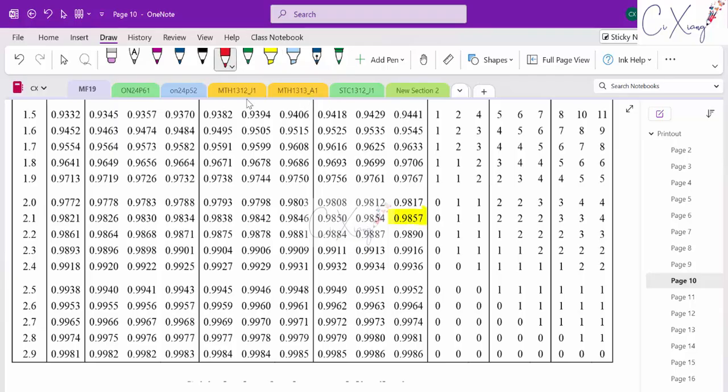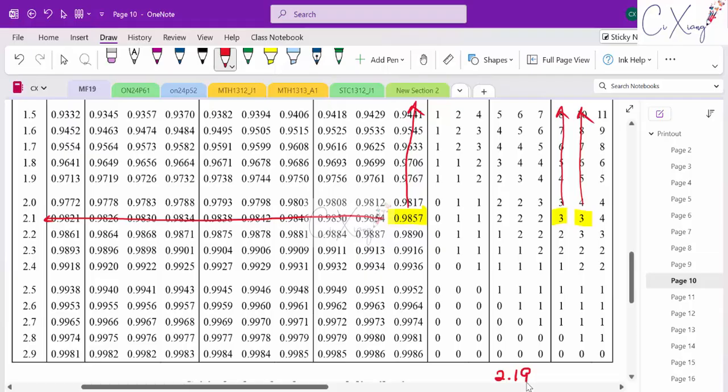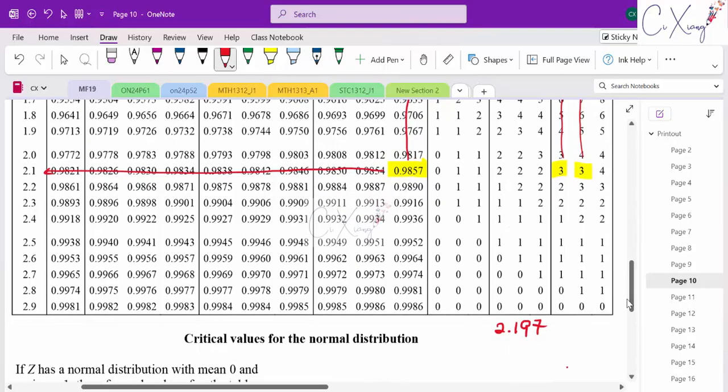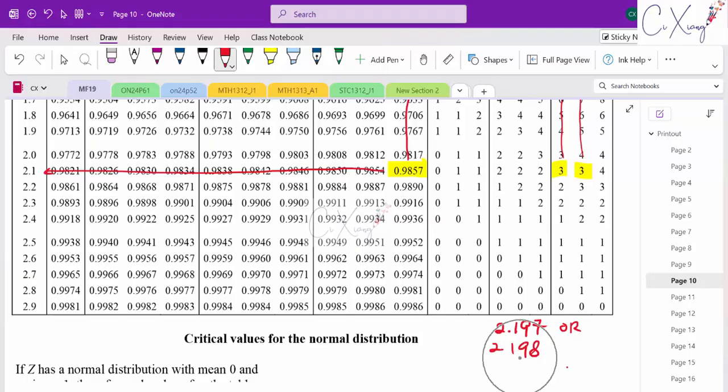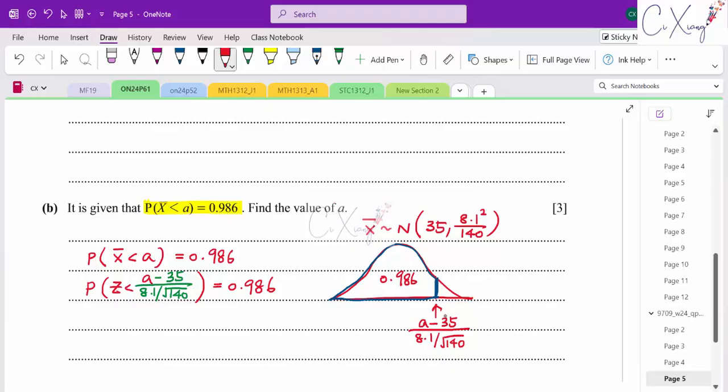If you read out the value, you should get 2.19, and then you need to add a 3rd decimal digit. The last digit will be either 7 or 8, so you should have 2.197 or 2.198, because both round to 3 decimal places. These are the two acceptable values here. If I go back to our question, I know that this whole thing is equal to 2.